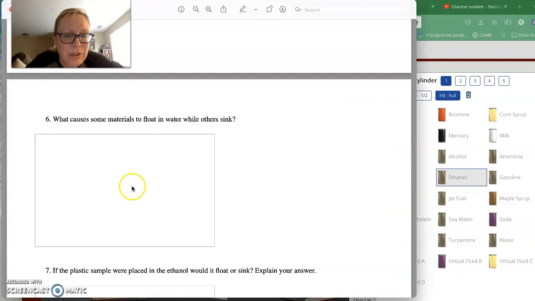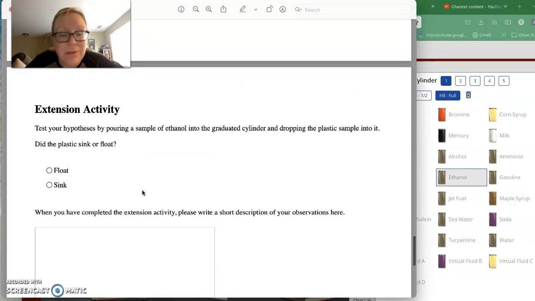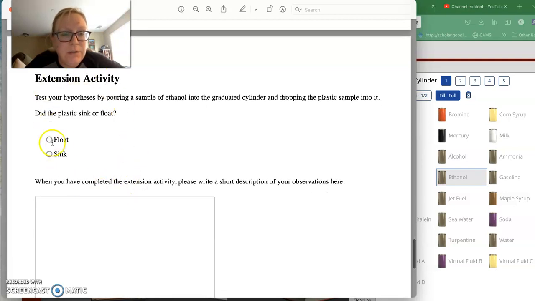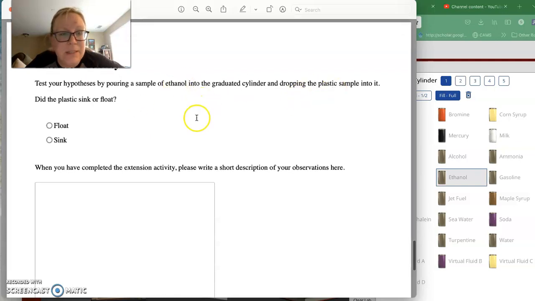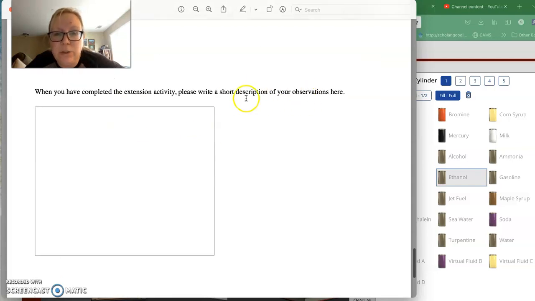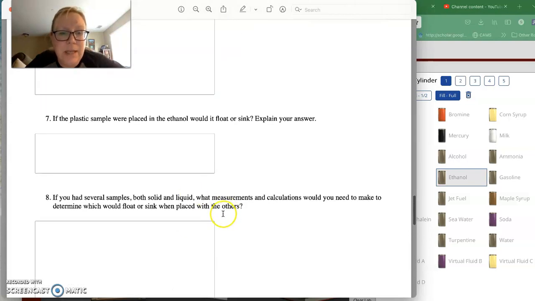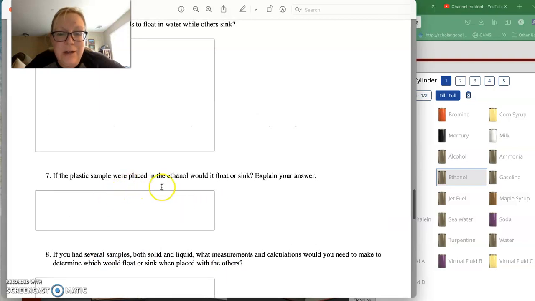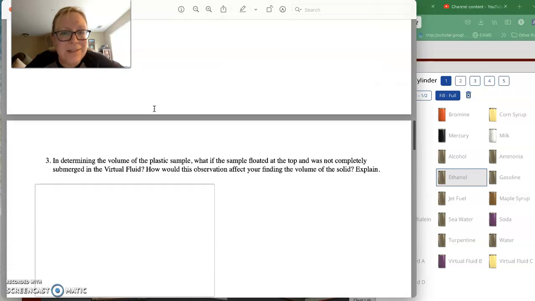Okay, so once you do that, then you need to answer the rest of the questions and upload this into Canvas. You do also need to do an extension activity where you're going to test a hypothesis, and you're going to drop the plastic sample into the ethanol and see if it sinks or floats. And then you need to write a short description of your observations here. I want you to remember that when you're writing in science, you need to write in complete sentences. Same thing here. Anytime you're explaining your answer, these need to be in complete sentences.